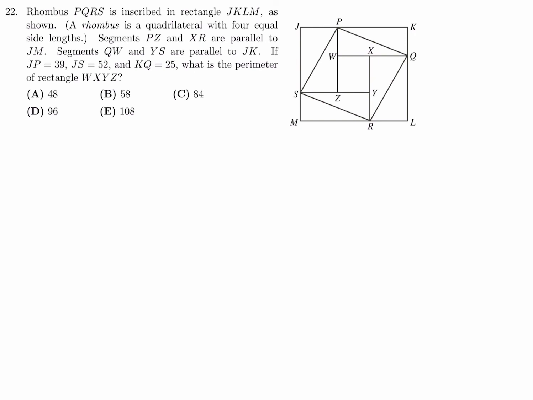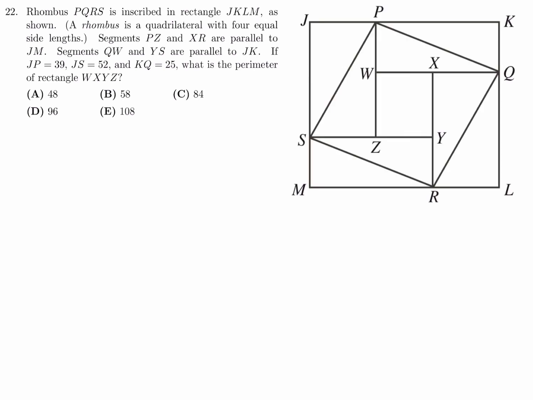All right, let's start labeling. JS is 52 from there to there. And then JP is 39 and KQ is 25. I guess, because of the way they've drawn the diagram with parallel lines, that means PW is also going to be 25 there, and SZ will be 39. And since this is also going to be 52, WZ will be 52 minus 25, so that's 27.